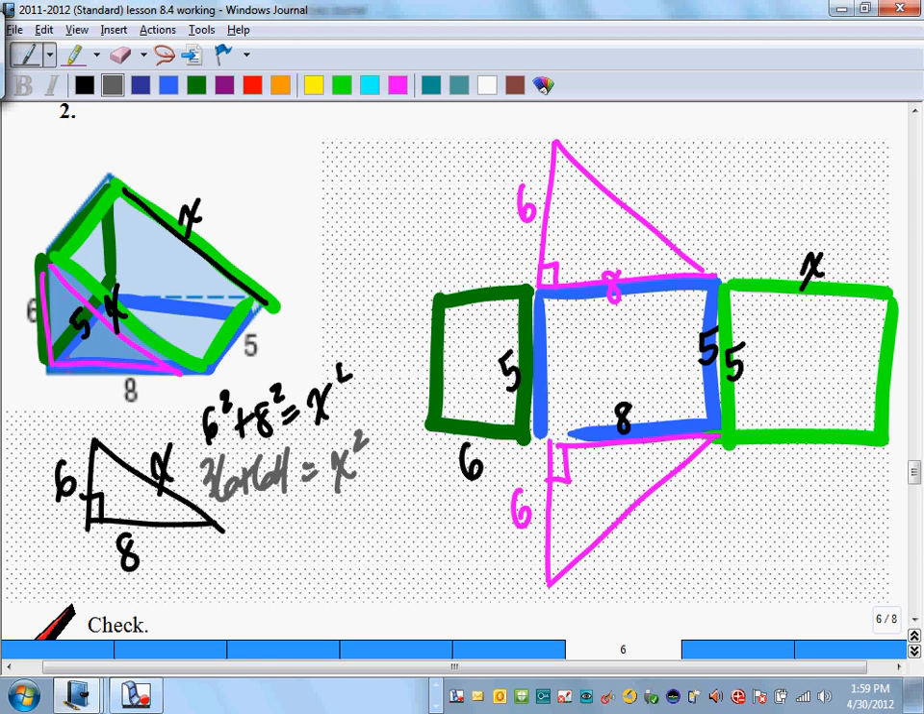The answer is 100. Okay. 100, and then the square root? 10. So this right here is 10. You guys catch that?